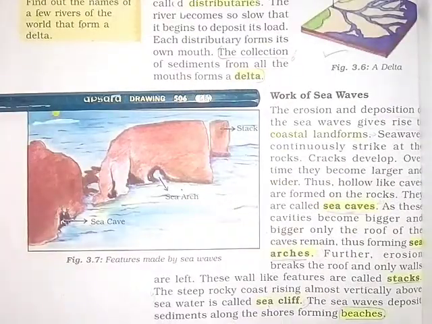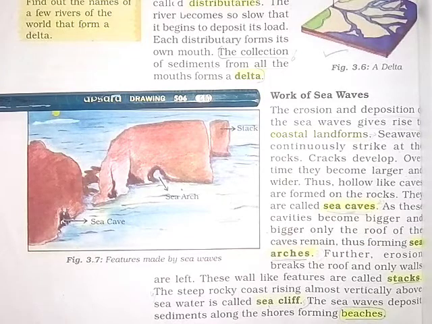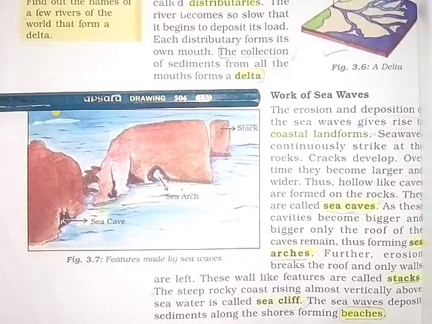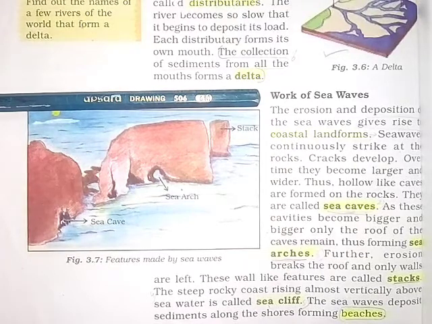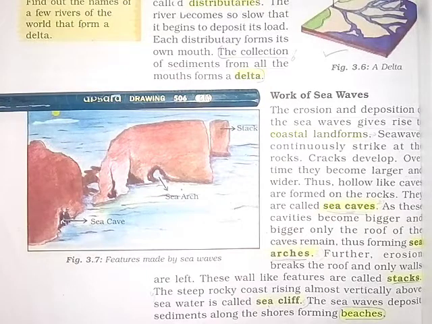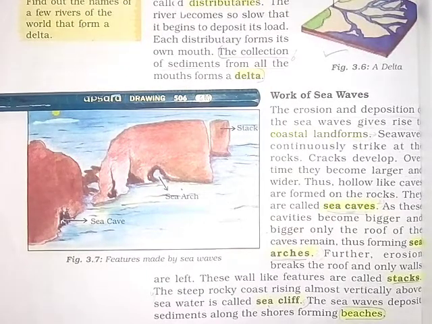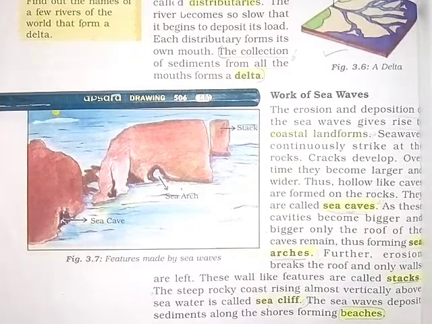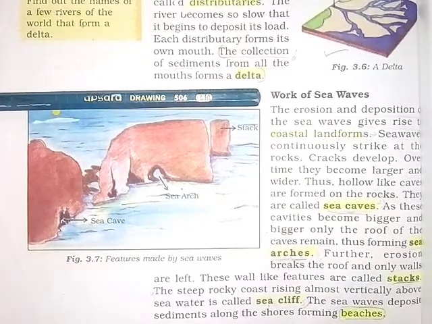Work of sea waves. The erosion and deposition of the sea waves give rise to coastal landforms. Sea waves continuously strike at the rocks. Cracks develop. Over time they become larger and wider. Thus, hollow-like caves are formed on the rocks. They are called sea caves.